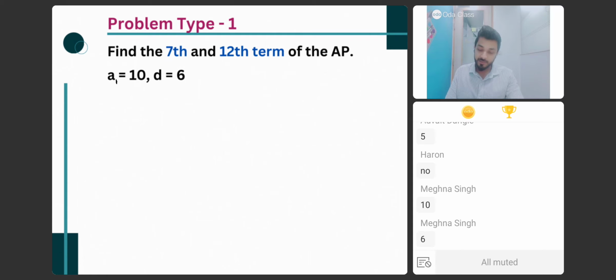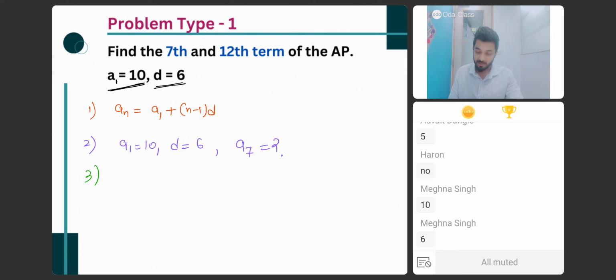Sir, this is very easy because we have directly been given A1, the first term, and the common difference. So we just have to write down the nth term formula. What is the nth term formula? An is equal to A1 plus n minus 1 times D. Now A1 is 10, D is 6, and we have to find A7. A7 means the n value is 7.